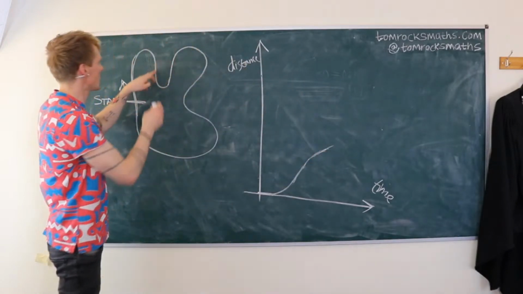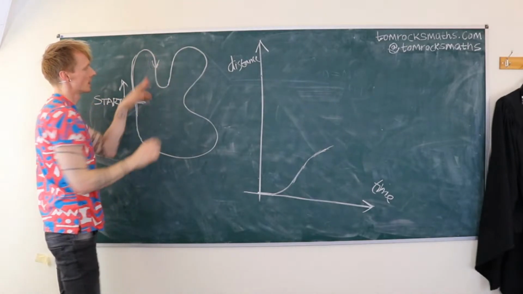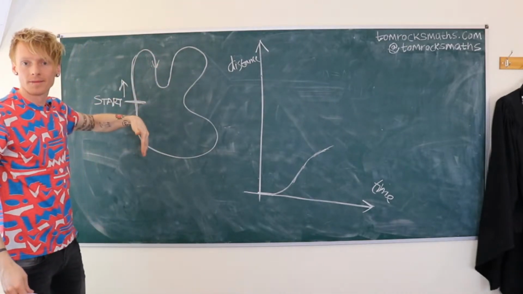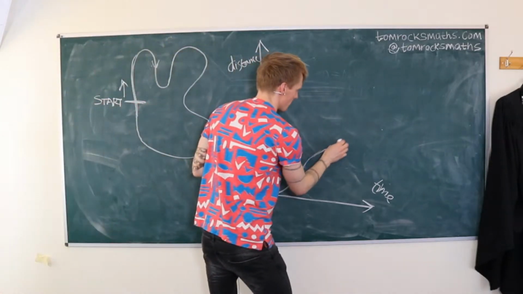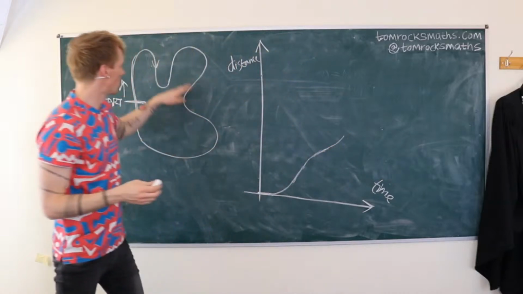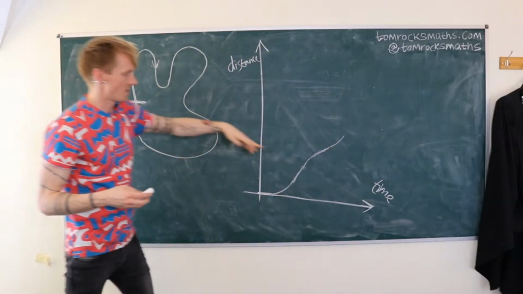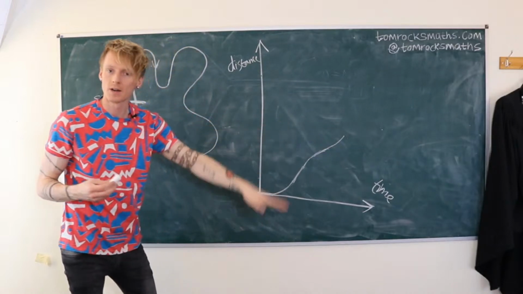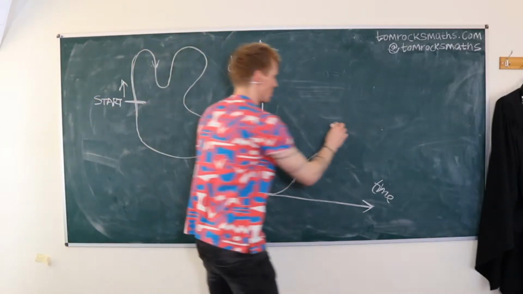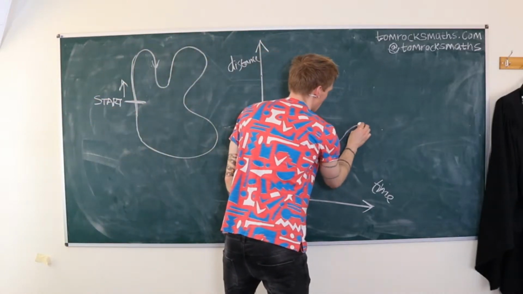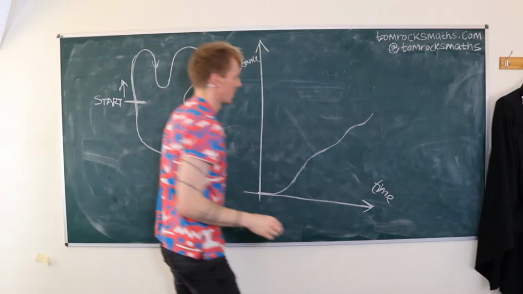And as we leave the corner, sort of here, we're going to speed up again. So we speed up a little bit and then we approach the corner again. So we're going to have the same behavior as we saw here, the slow down and then the speed up as we leave the corner. So we're going to flatten off a bit and then speed up again as we leave the corner.